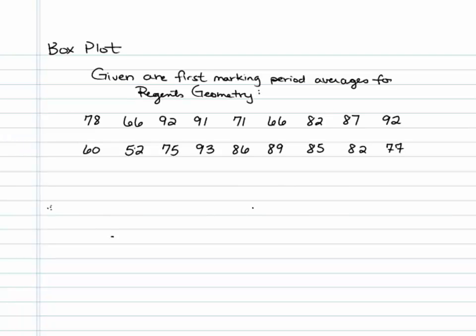You may have heard these called box and whisker plots before. I'm going to call it a box plot because that's typically what it's referred to in statistics. And I've given some data here about the first marking period averages for Regents geometry. In order to be able to make a box plot, you have to have your numbers in order from smallest to largest. So I'm going to take a minute and do that.